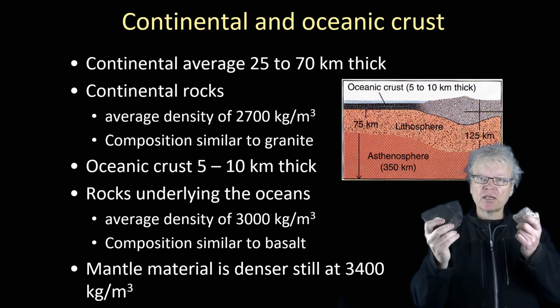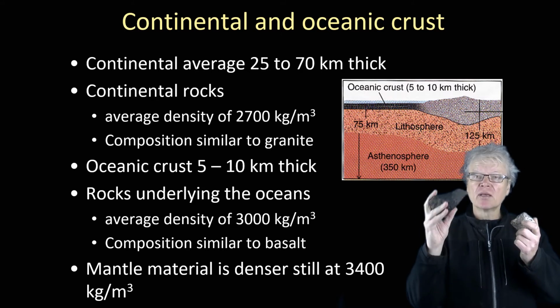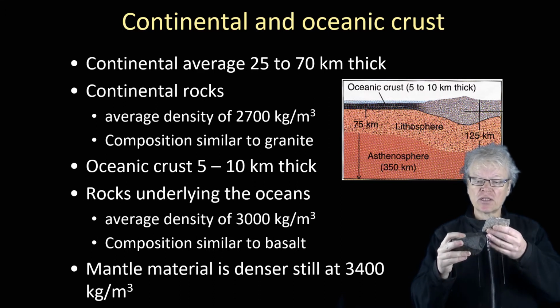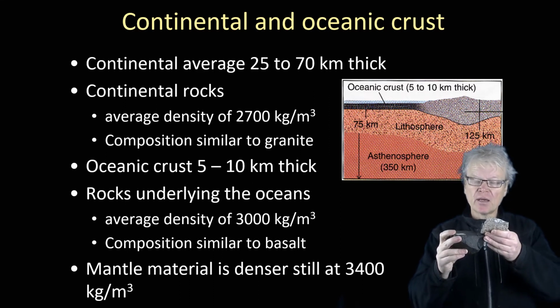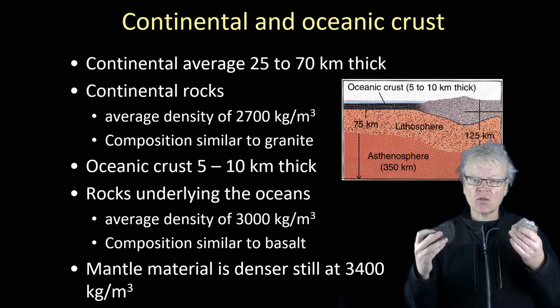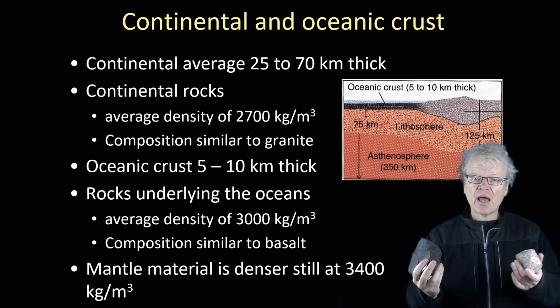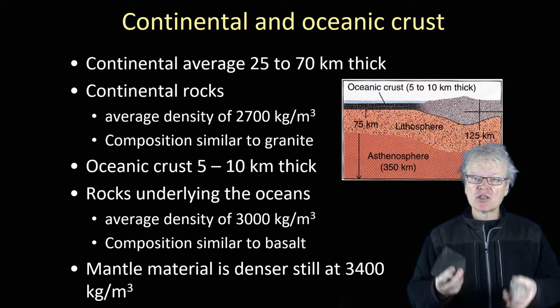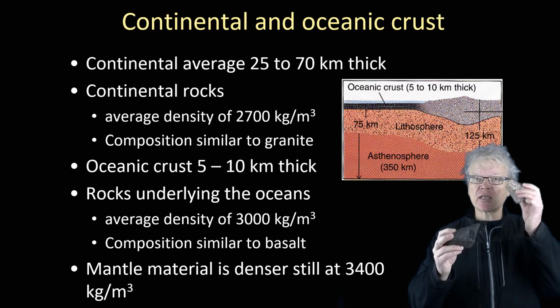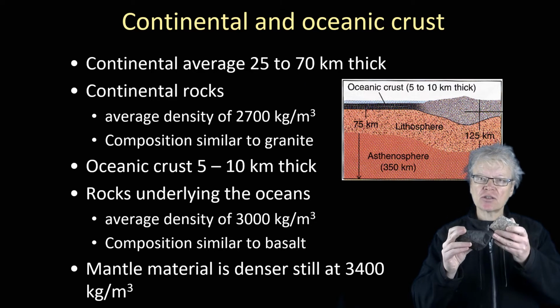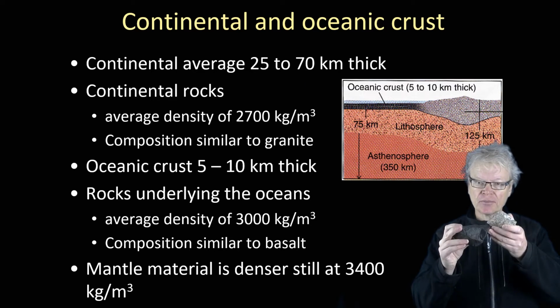Okay, so oceanic crust is thinner and more dense, and so sits lower on the Earth's surface than continental crust. Now, both of these things sit on top of what's known as the mantle, on the asthenosphere. And the asthenosphere, the mantle material, is denser still at 3,400 kilograms per cubic metre. So this arrangement of different densities gives us the relative position of these different types of material on the Earth's surface and those outer layers.